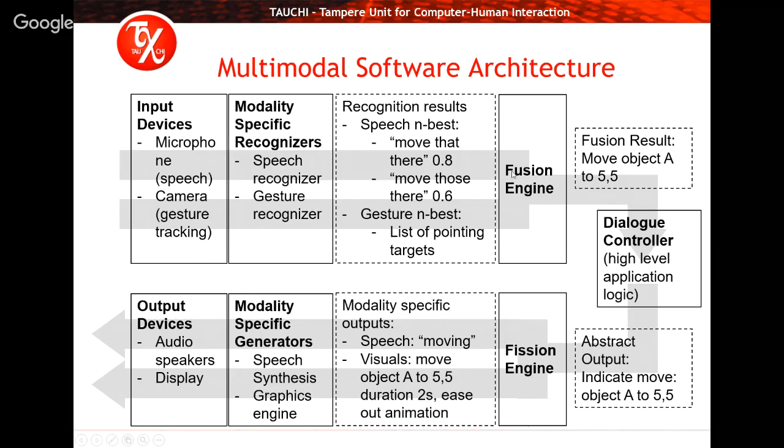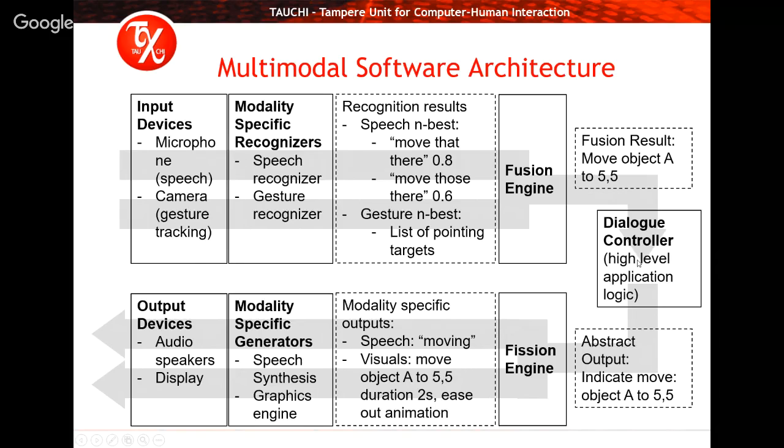The fusion engine gets both of this information, and then it tries to come up with some sort of a result: okay, put that there, system move object A to position 5.5. Then we have some sort of dialogue controller or interaction controller, usually, which manages the interaction overall, and this receives the abstract input.